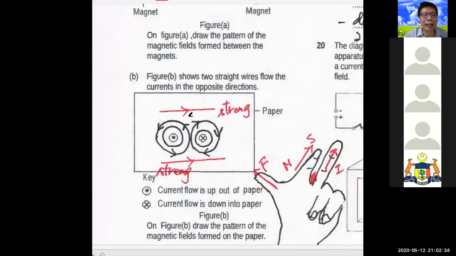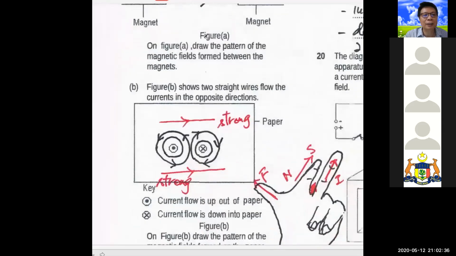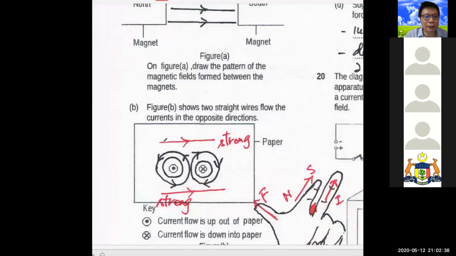Right, now look at this diagram. This one is the permanent magnetic field, so I put it here, left to right. This one is the magnetic field by the current. You can see here, on top, this permanent magnetic field and this magnetic field are in the same direction, so they combine and become strong. I put here strong. Same direction, so it becomes strong.